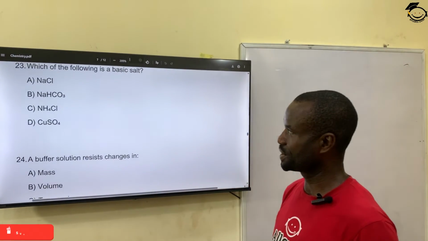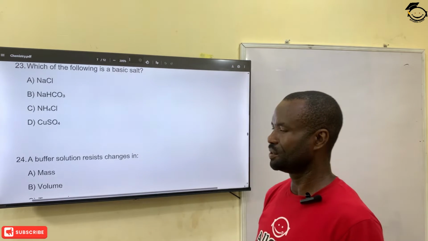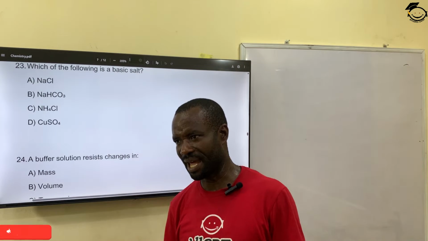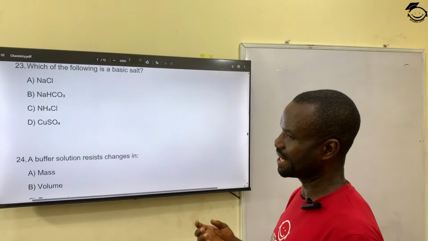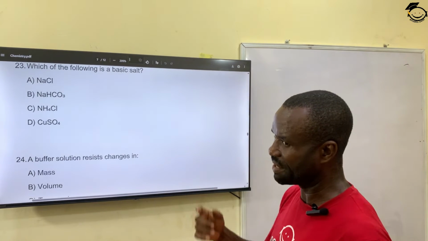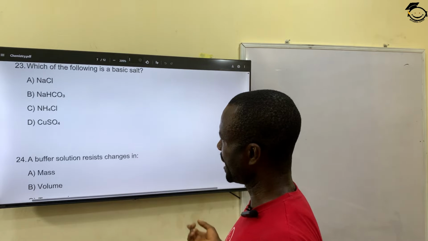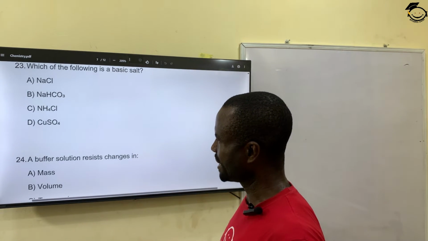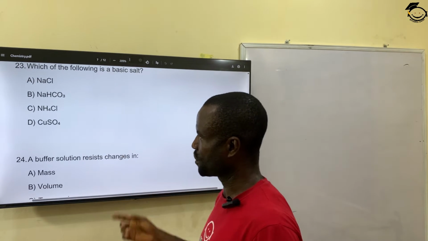All right. The next question says, which of the following is a basic salt? You know, a basic salt is a salt that behaves like a base in solution. It releases hydroxide ion in solution, behaving like a base. So which of the options? Sodium chloride, sodium hydrogen carbonate, ammonium chloride, and D, copper 2 sulfate.